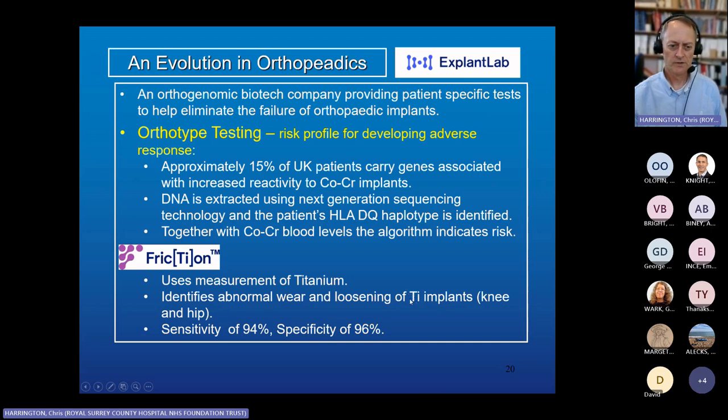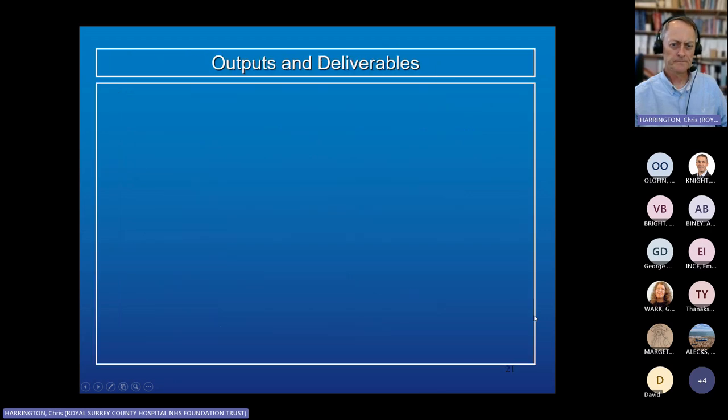Titanium is not just used in hips, it's also used in knees. So there seems to be quite a lot of issues also around knees at the moment. So patients can, with advice from their clinicians, use these tests to identify if they're going to get any risk outcomes from it.